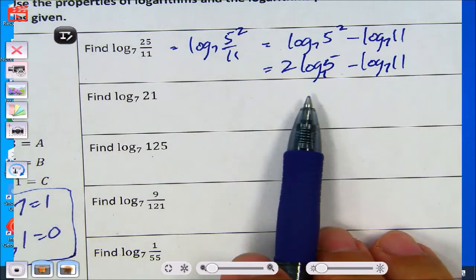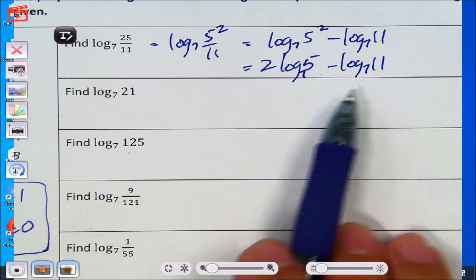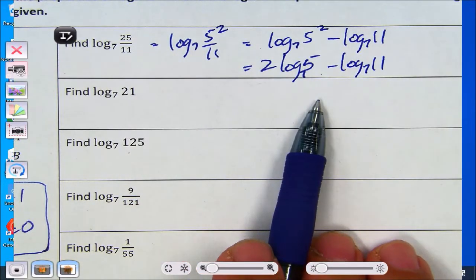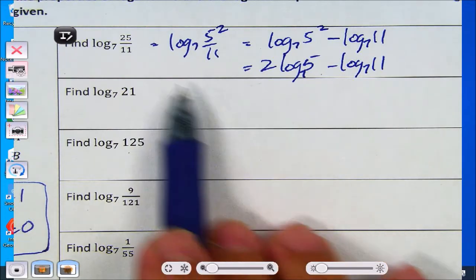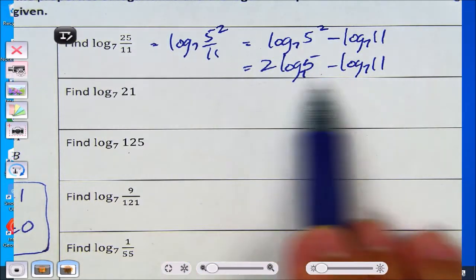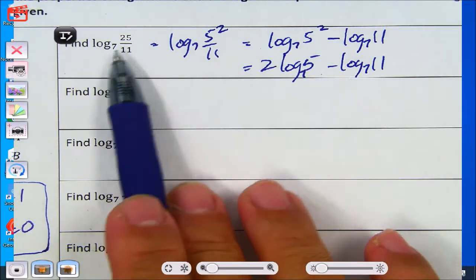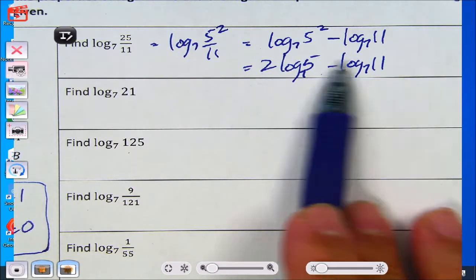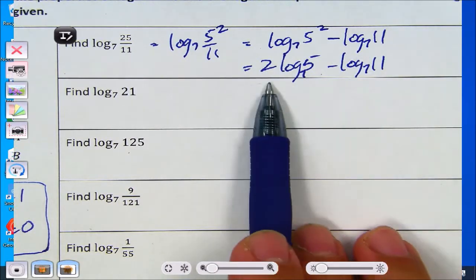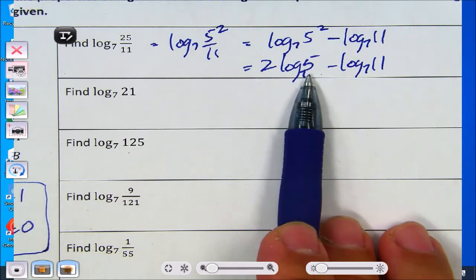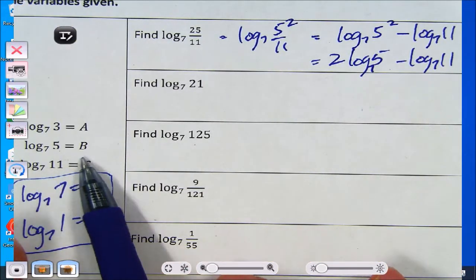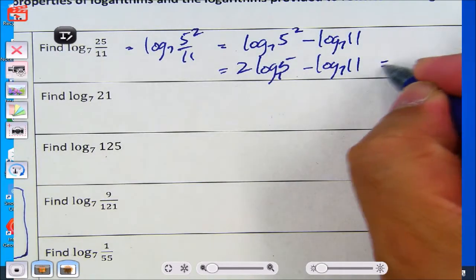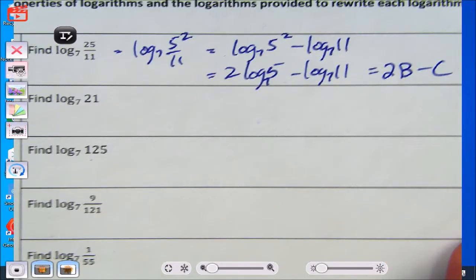By the way, remember someone said you have to show every step. If you skip any of these steps, that's perfectly fine. Some mental math here is okay. So I think I would have gone from here to here. Because I know 25 is 5 squared, so bring the 2 over, and then just put that on the bottom. Now, what is log base 7 of 5? Over here, it is B. And log base 7 of 11 is C. So all I do is replace it, so it's 2B minus C. And that's the answer.